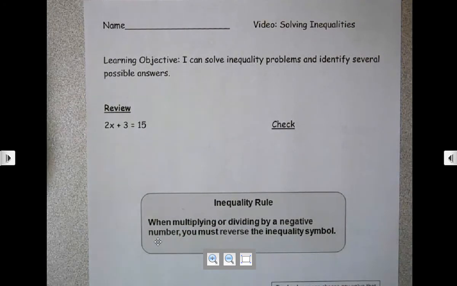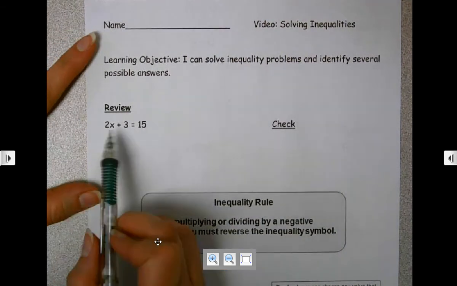Tonight's lesson is on solving inequalities. Our learning objective is I can solve inequality problems and identify several possible answers. Before we begin, I'd like to review solving equations because you will find that equations and inequalities are quite similar.